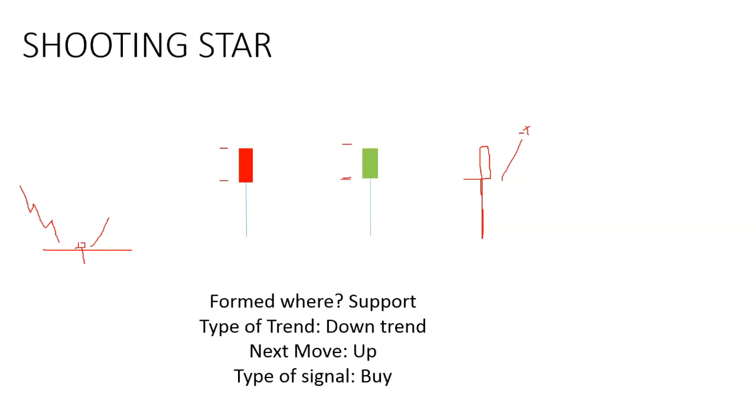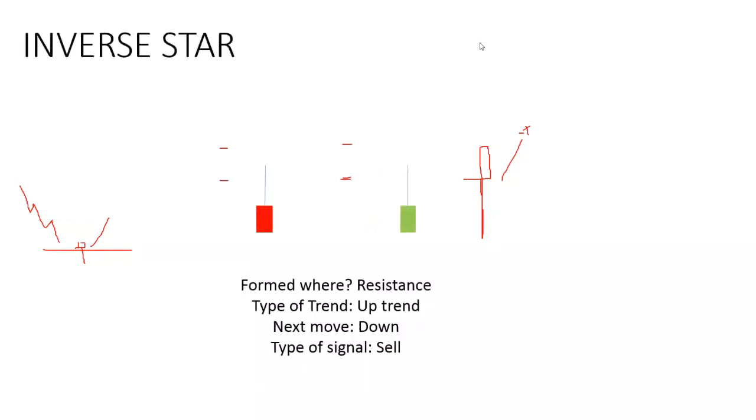Now let's move on to the next one, which is the inverse shooting star. This is the same as the previous one, but in the inverse manner. This is the red one and this is the green one. It represents one thing. If you take a look at this, price opened here and closed here. Price was once high at this point, but it couldn't break there or close there.